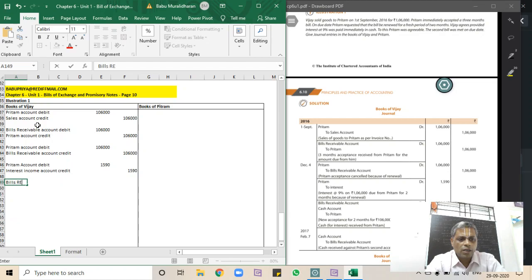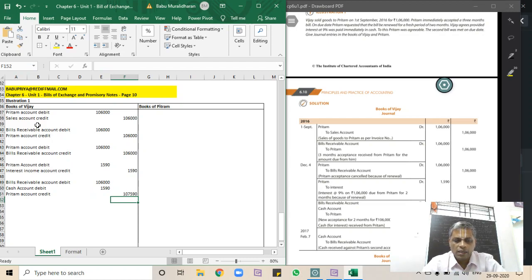So a new bill is drawn. Bills receivable account debit and cash account debit to Preetham account credit. Preetham account credit because Preetham is paying the interest amount by cash, so debiting cash, and bills. New bill has been raised, so Preetham has to pay 1,06,000 for the bills, and then credit 1,07,590. 1,590 is paid through cash, and so this 1,590 will get knocked off, and the balance will become 1,06,000 in the bills receivable account.